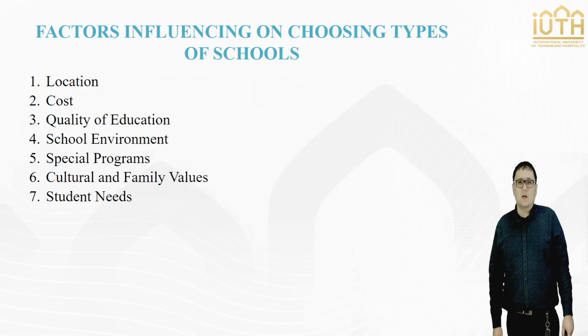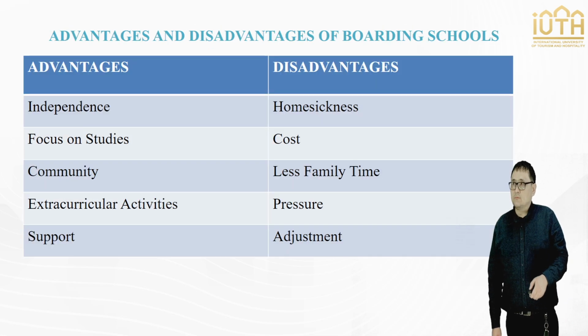The fifth one, special programs. Does the school have special classes such as for sports, arts, or languages? The sixth one, cultural and family values. Does the school's culture match the family's beliefs and traditions? The seventh one, student needs. Does the school support children with special needs or talents?